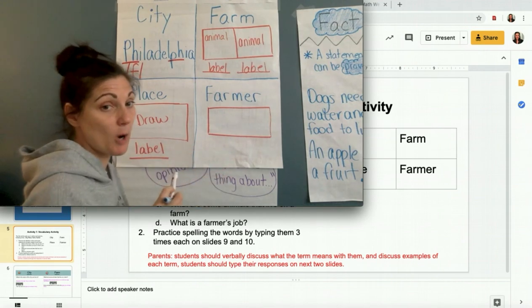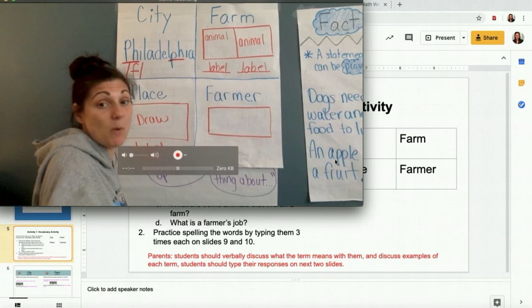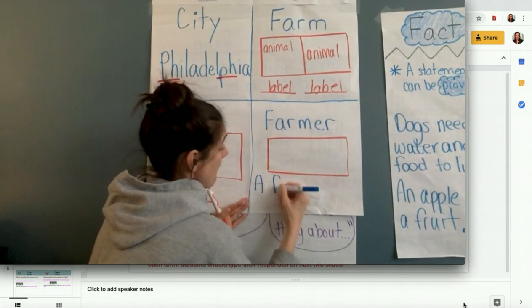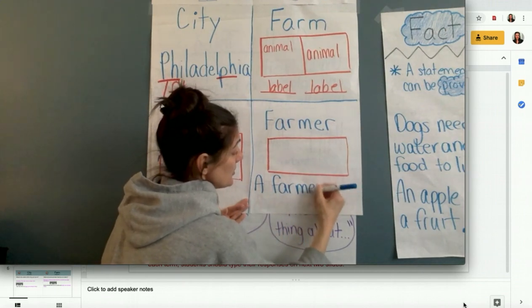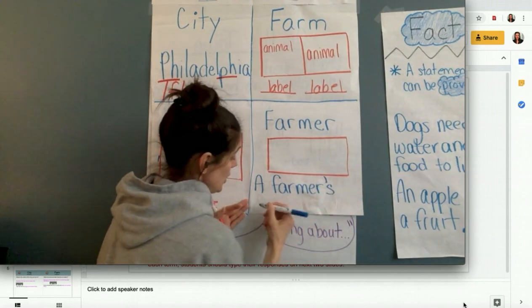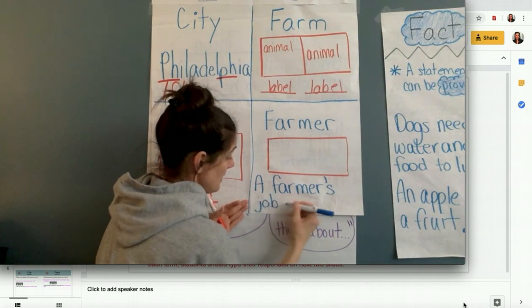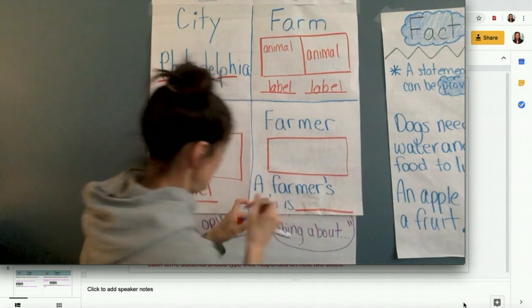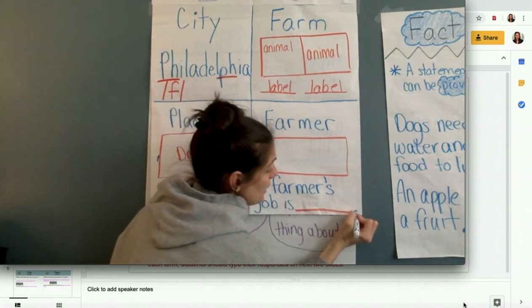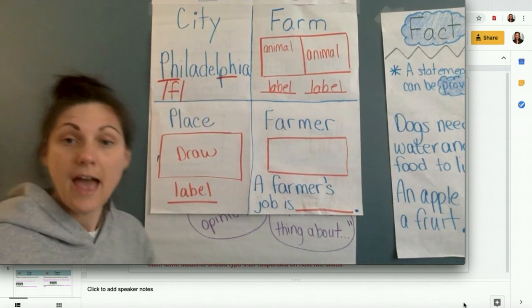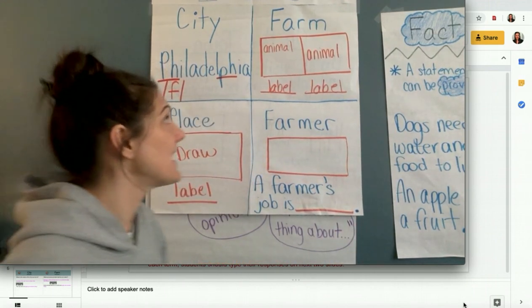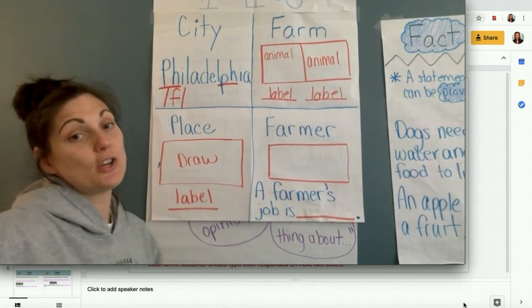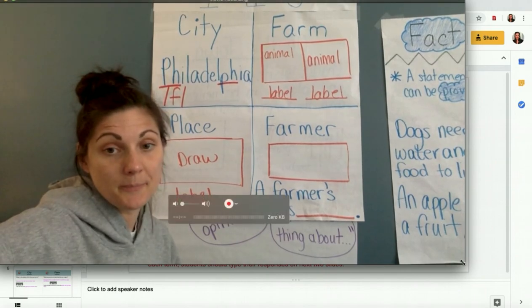So I'll write this part in blue because you can start your sentence the same way too. Okay. A farmer's, apostrophe S, job is, and then you can finish that sentence and make sure that you put a period at the end, okay? And then take a picture and have someone upload it for you to the Google Classroom. Okay.